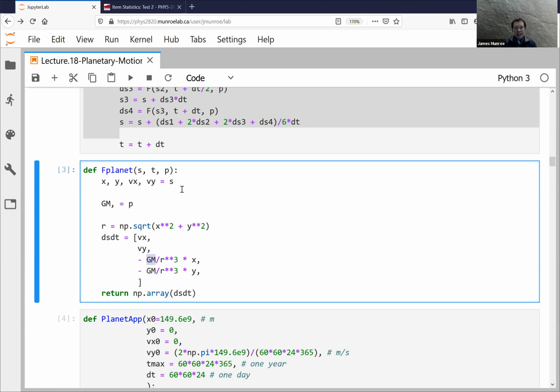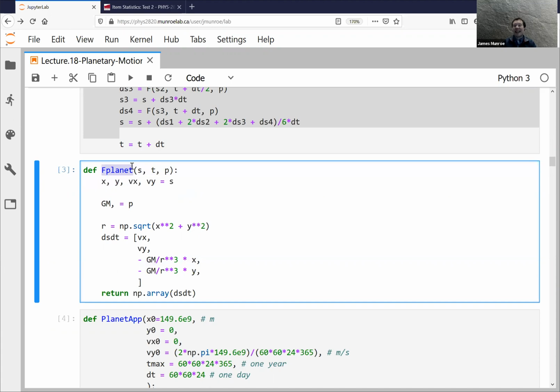R, the distance between the two particles, the distance between the Earth and the sun, itself isn't a variable that's external. It can be calculated from x and y. So we do that within this function. We calculate explicitly R is the square root of x squared plus y squared. And then what we need to do is pass back or return the derivatives of x, y, vx, and vy. According to the equations of motion, those are vx, vy, and then the two terms given below. So this is what the right-hand side needs to do.